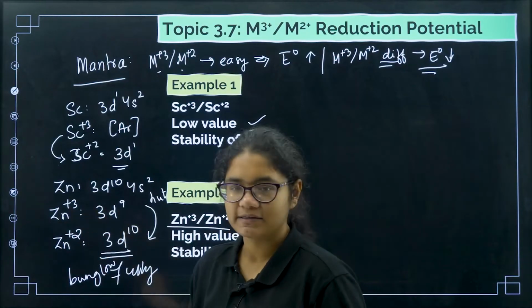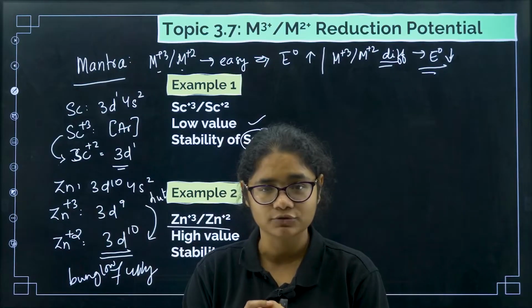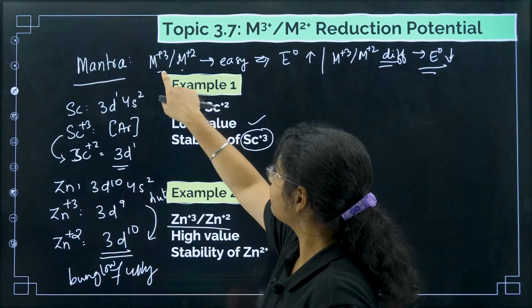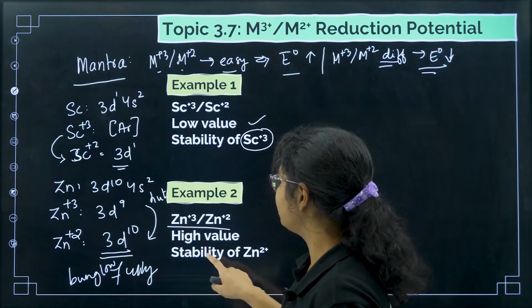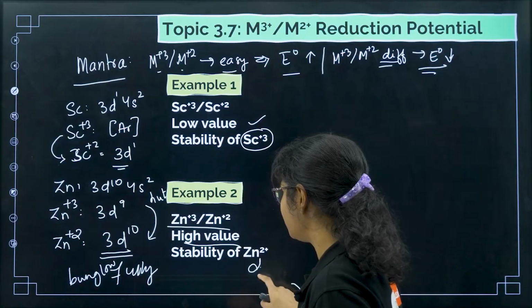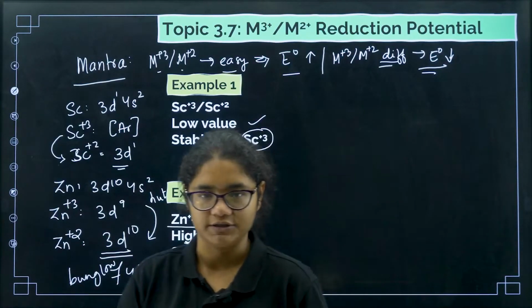So metal Zn plus 3 will easily get converted to Zn plus 2, right? Easily it will get converted. If the conversion is easy, then the E0 value will be high, right? What is the reason? The stable configuration of Zn2 plus, that is the d10 configuration.